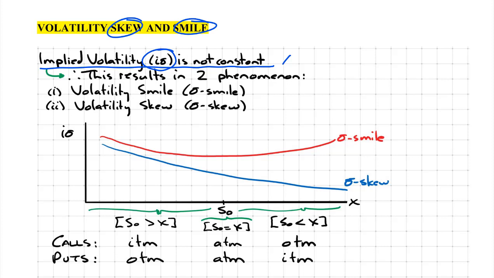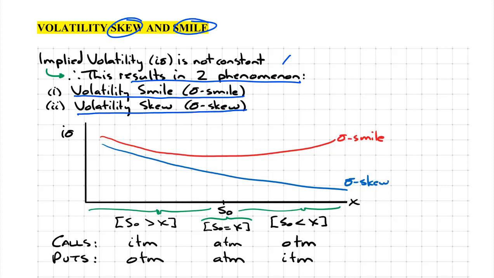But what we're saying here is that the volatility that's priced into options on the same underlying asset is not consistently applied. And as a result, we get two phenomena. One of them is referred to as a volatility smile, and the other one is referred to as a volatility skew. Now we're going to explain each one in greater detail, but first I want to show you the images so that you know where these terms came from.